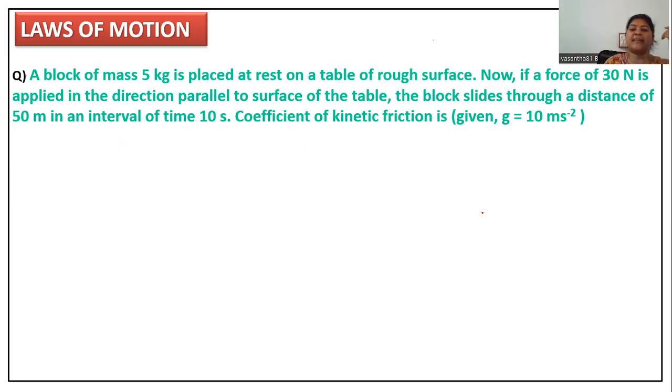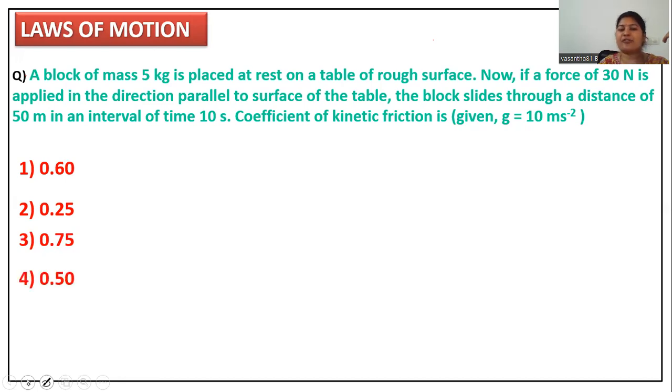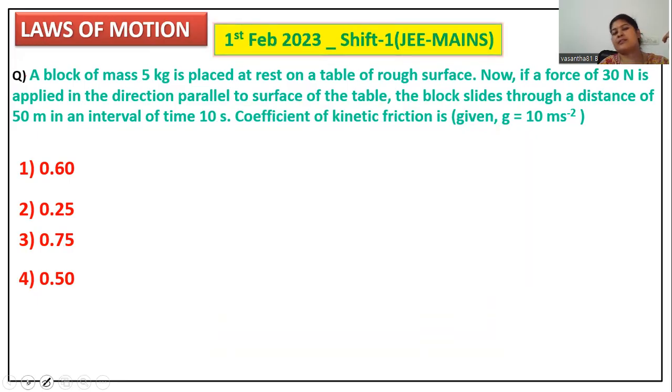Given that the acceleration due to gravity g is 10 meters per second square. Now the options. First option is 0.6, second option is 0.25, third option is 0.75, and the fourth option is 0.5. This question appeared on 1st February 2023, shift 1 in JEE Mains. And now, go to the solution.